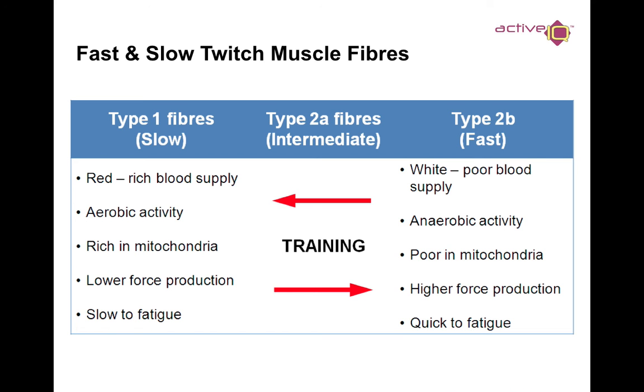Alternatively, type 2B athletes, so fast twitch athletes who want to be good at sprinting or explosive exercise such as long jumping, would obviously train in those specific areas, and they could train their type 2A fibres to change to be very much like the type 2B fast twitch, and therefore giving them more speed, more explosiveness, and also a better performance.